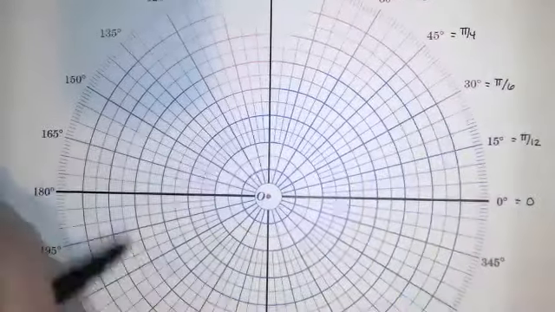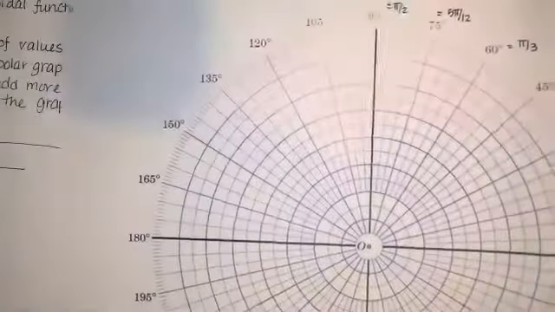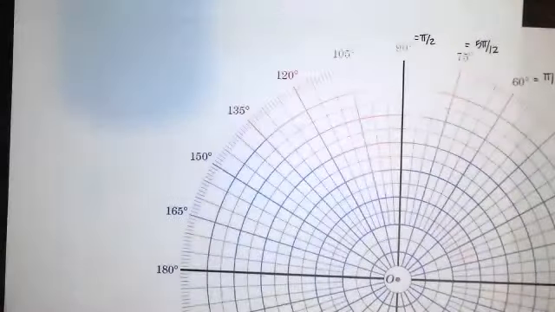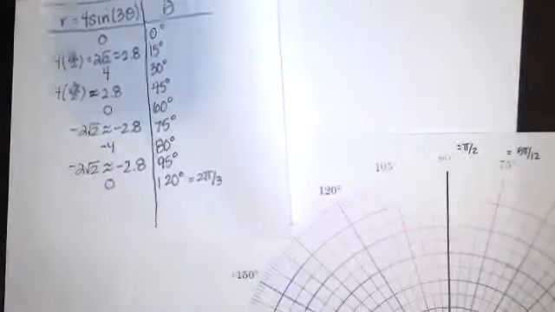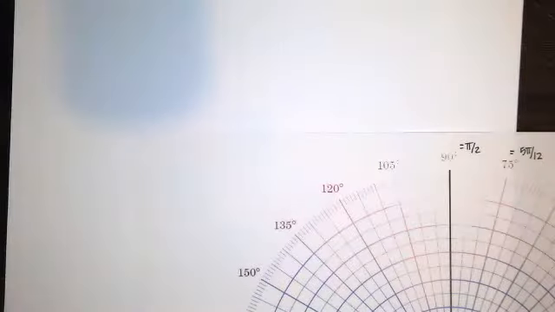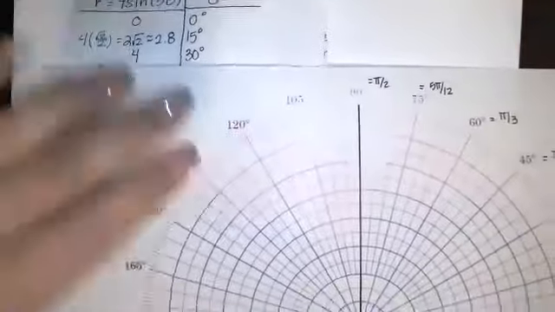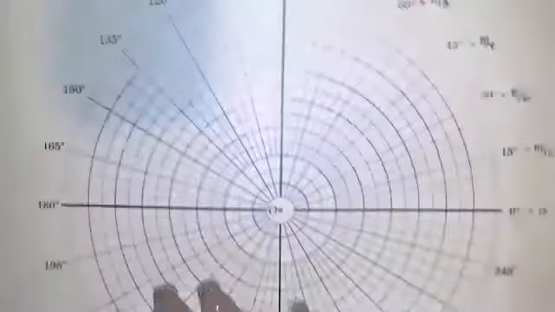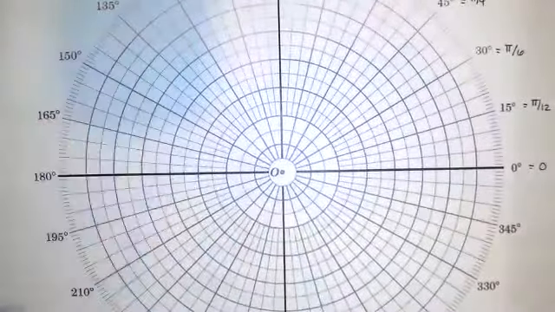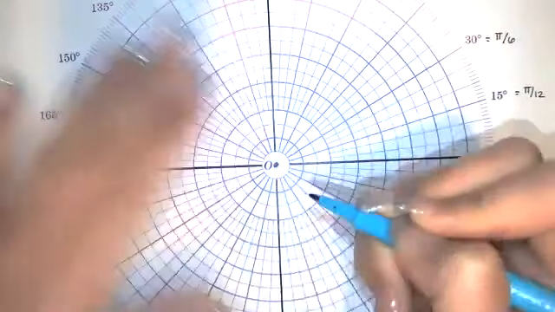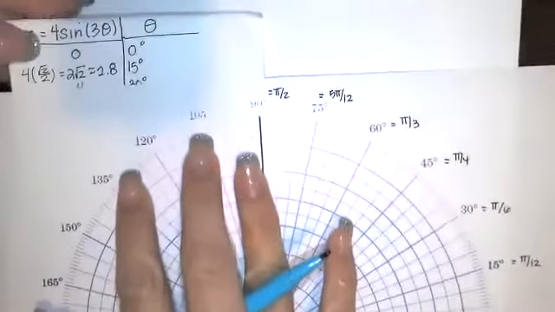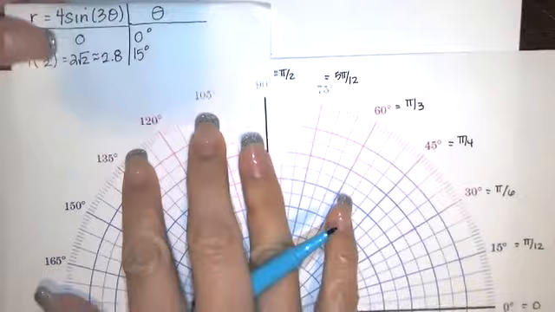And it looks like our first point was, oops, you can't see that. I'm going to fold it for you. Our first point is 0, 0. So when theta equals 0, R equals 0. We start right there. Then when theta equals 15 degrees, R equals 2.8.